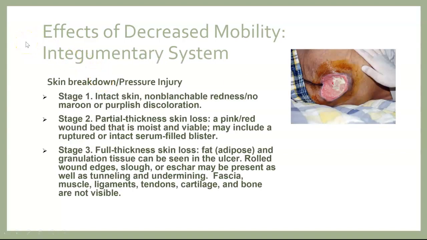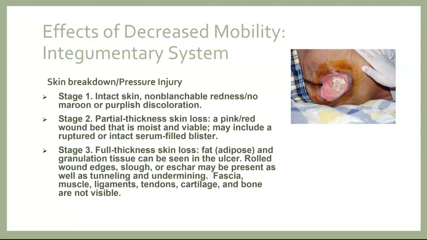Okay, so effects of decreased mobility on the integumentary system. This one is probably the most obvious one. I'm sure you've heard of bed sores, pressure ulcers. So this is a picture of one over the sacrum. This is a very common place because of that bony prominence, and it's got the pressure up against the bed.